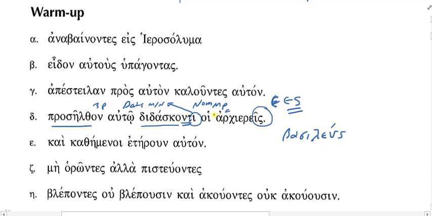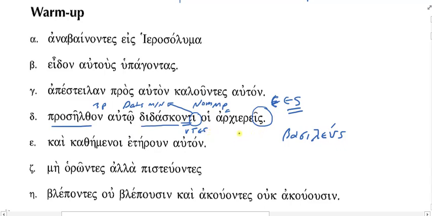While he was teaching. Exactly. And if it had been didaskon tes, nominative plural masculine, then it would have been the high priests came to him while they, the high priests, were teaching. So you see how that works. All right, so does that help?